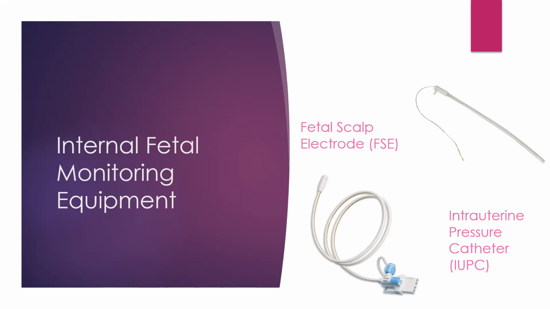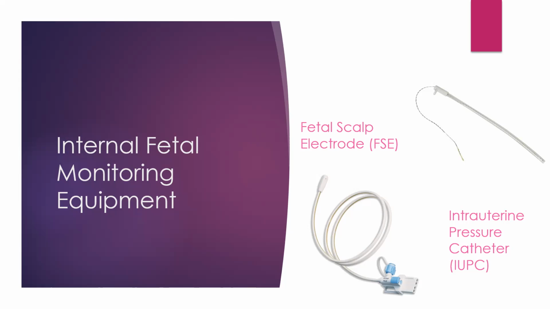The other one is the intrauterine pressure catheter, also known as the IUPC. This pressure catheter can go internally into the uterus in order to measure the true pressure and the true strength of the uterine contractions. This will also tell us the frequency and duration of the contractions, as does the external fetal monitor. But again, this adds the extra element of being able to determine the true strength of the contractions.